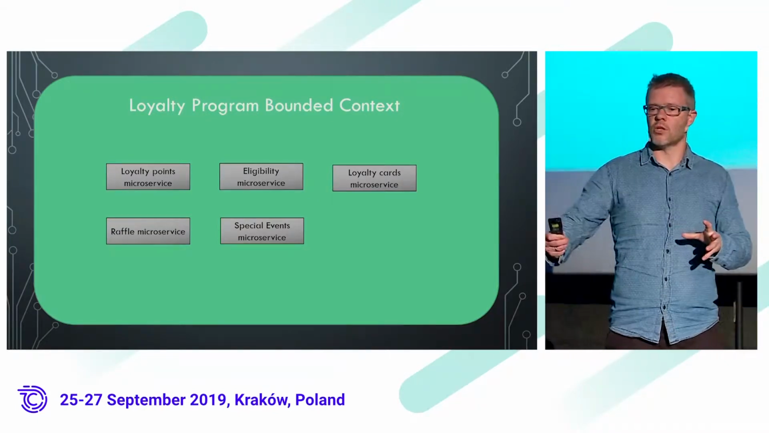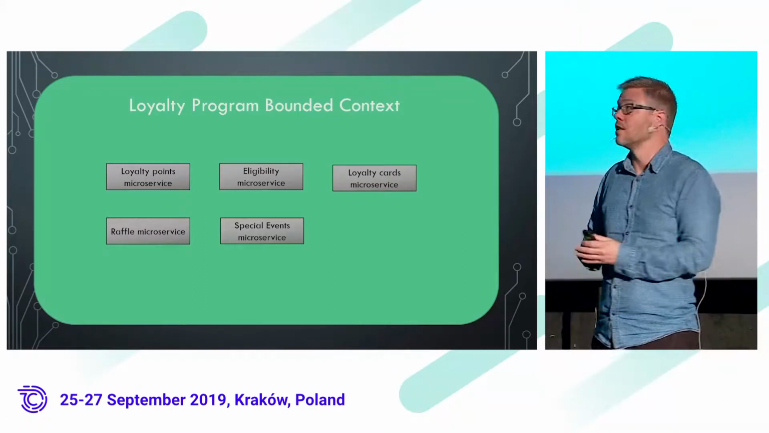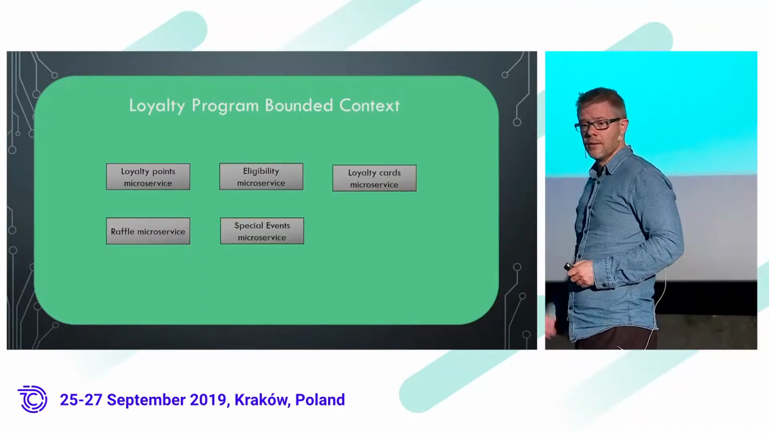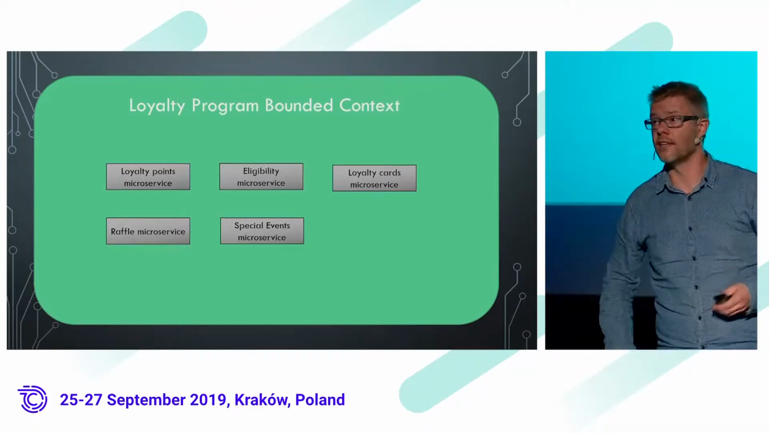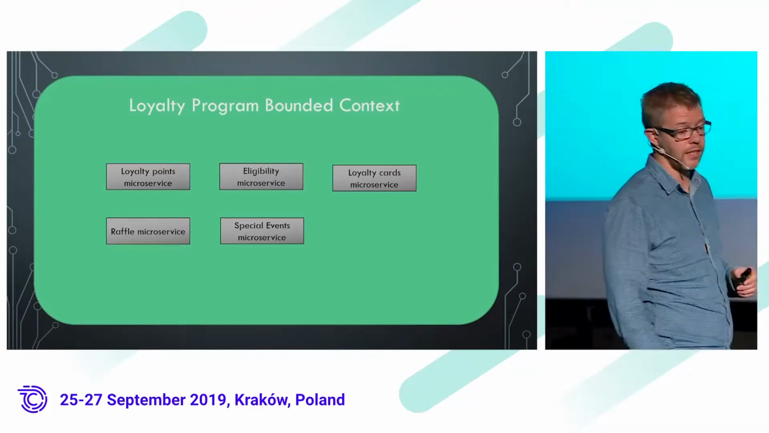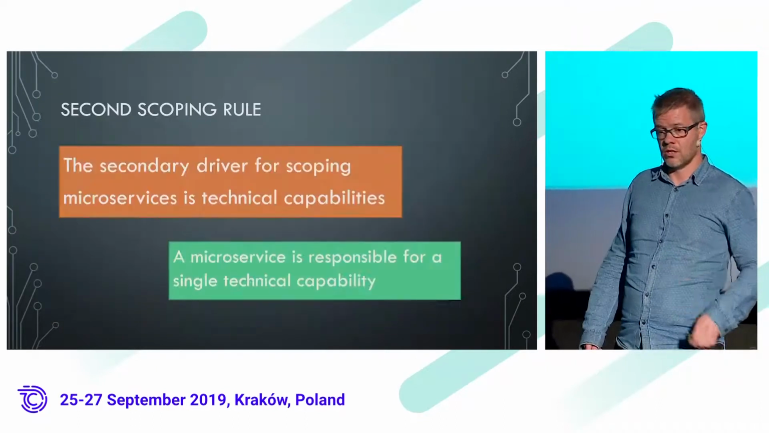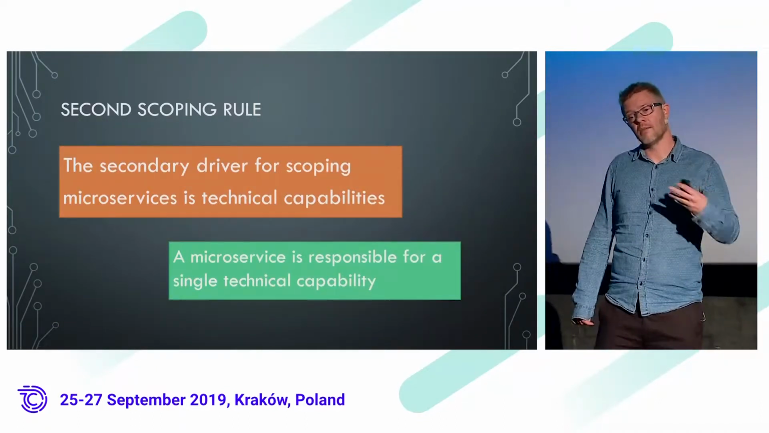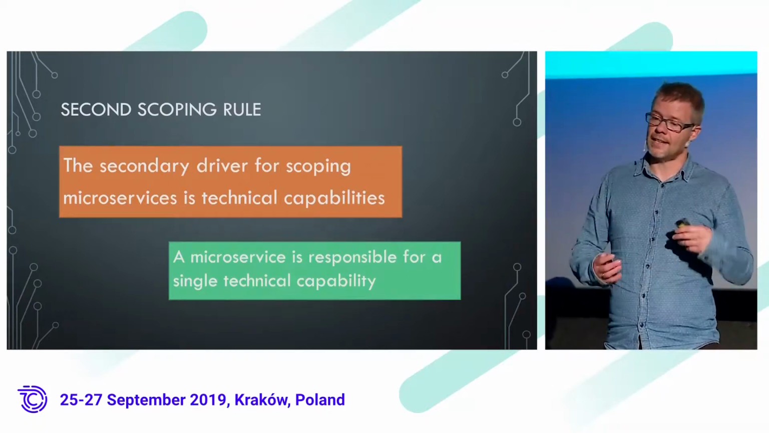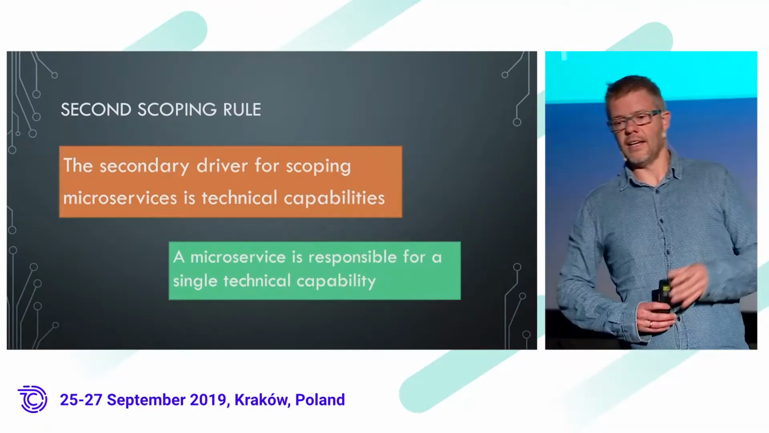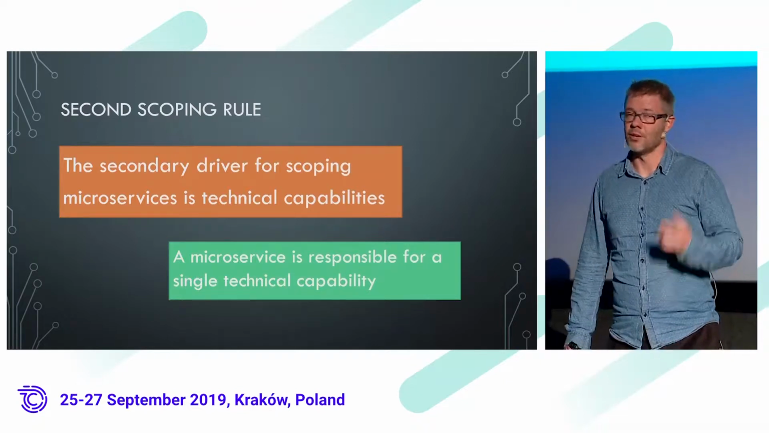We get smarter as we go, discover more capabilities, and this picture will grow as we go. Right, so that's the first rule, and that's the first driver for finding these scopes of microservices. The second one is related but different, and it is that the second driver for scoping microservices is technical capabilities. And it's a distant second, but it is a second.